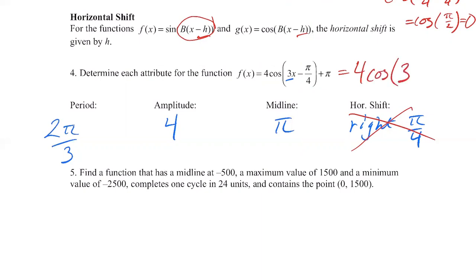3 times, and let's make parentheses, x minus, if we factor out a 3 from pi over 4, we will have pi over 12. And that is what our actual horizontal shift is. This is, in fact, right by pi over 12.